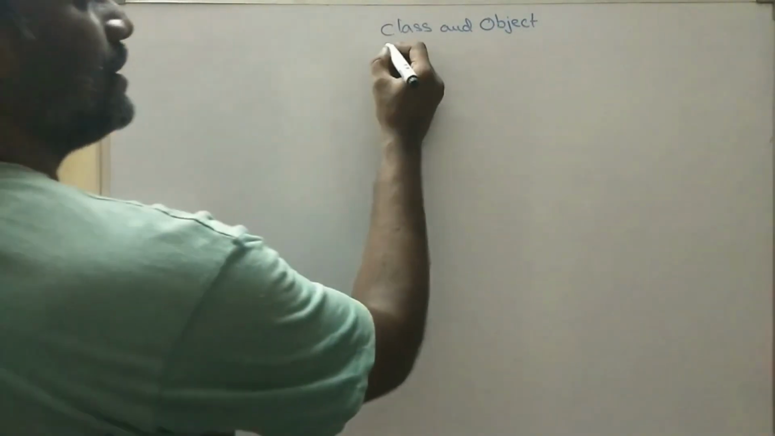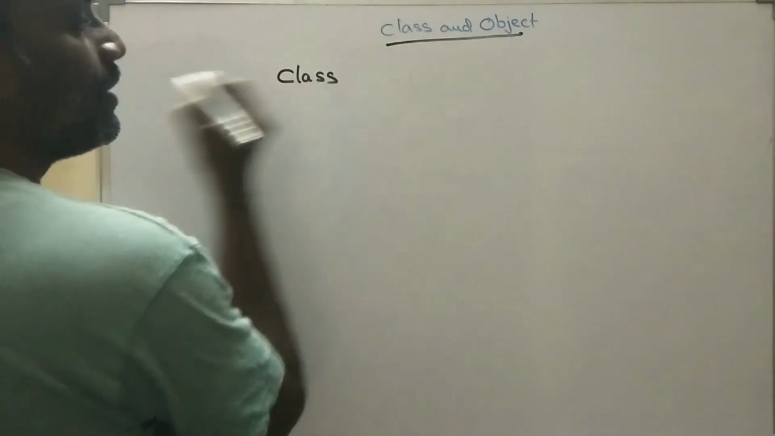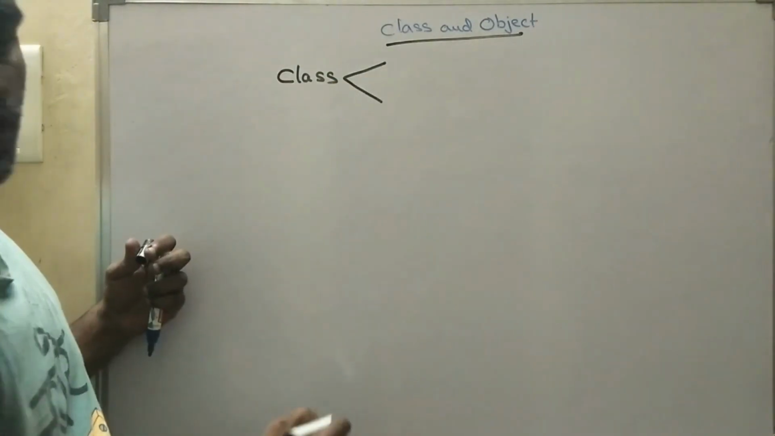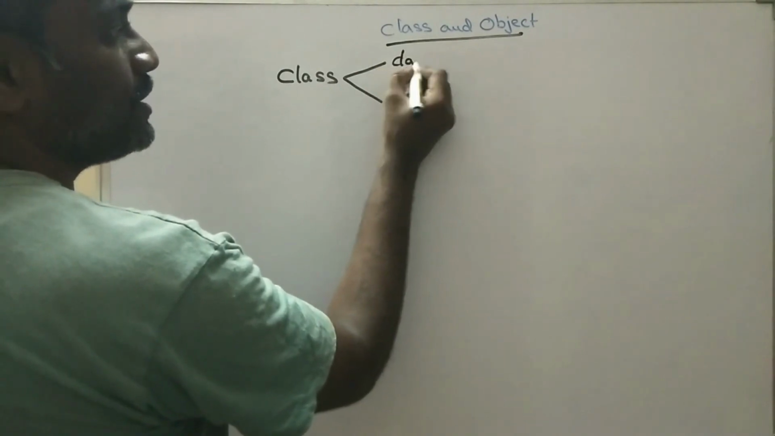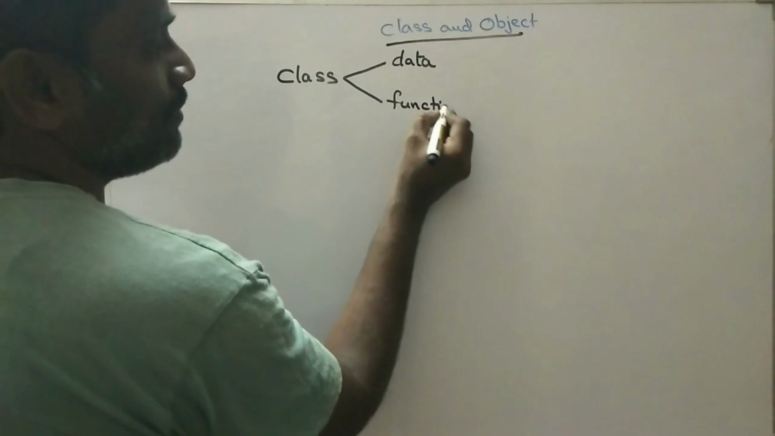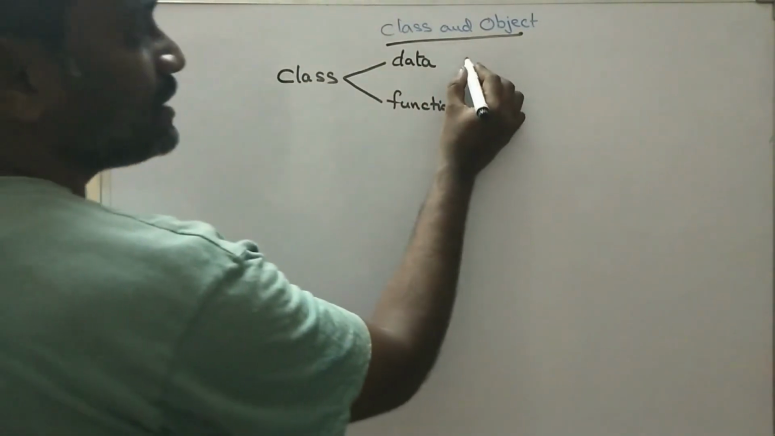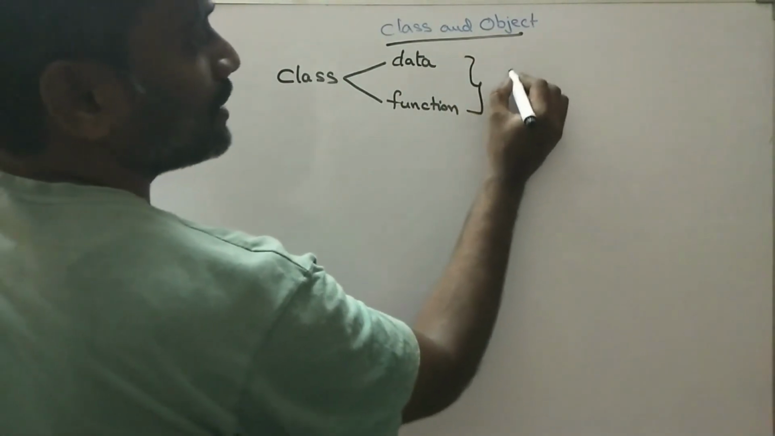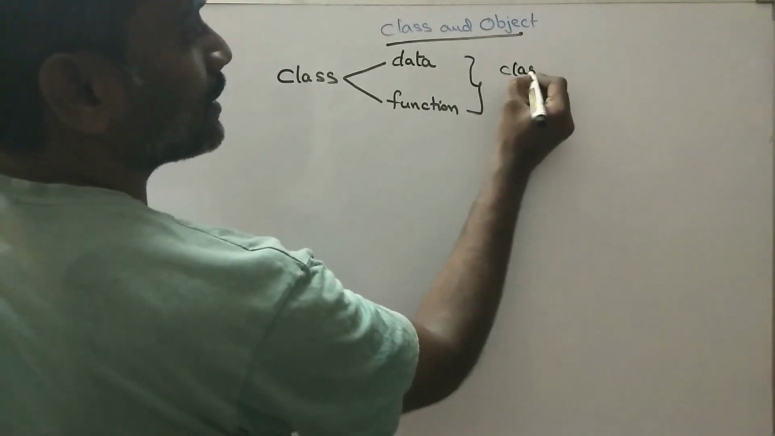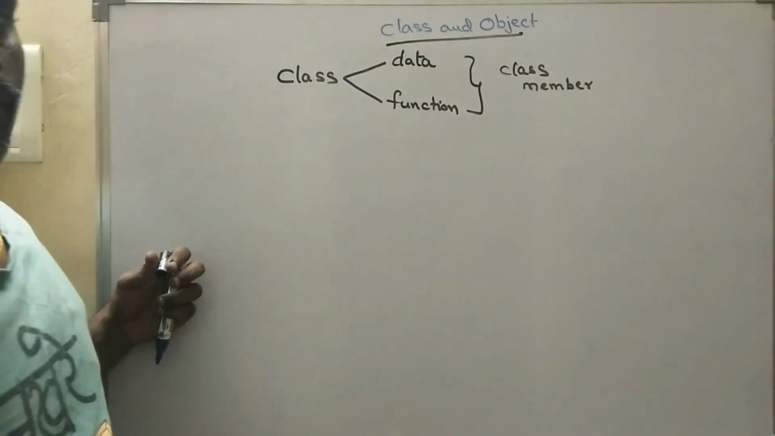First of all, you can see one by one. Now, what is a class? A class is nothing but a collection of attributes and functions. That means a collection of attributes is the data. And what is meant by the functions? A collection of data and functions is called a class. These data and functions are called class members, that means member variables and member functions.